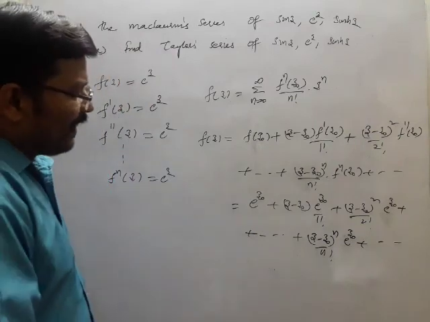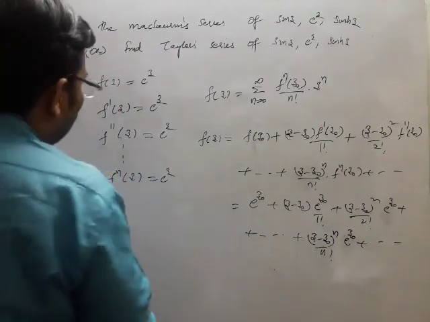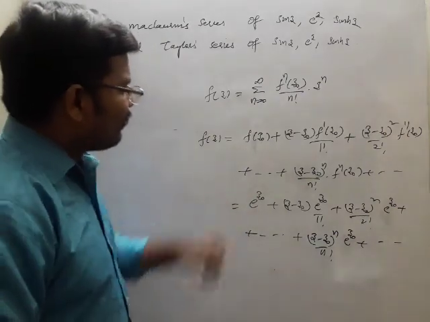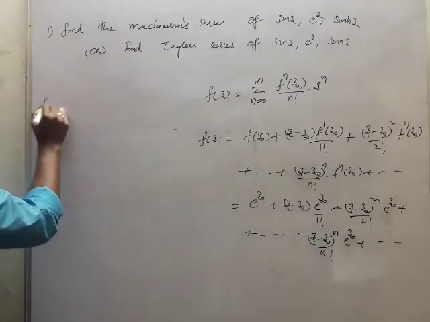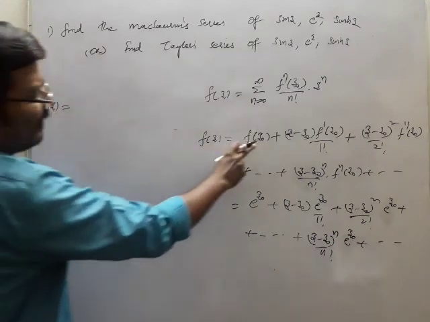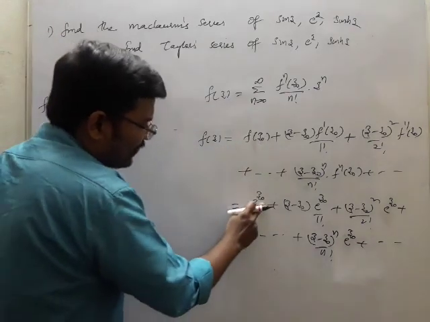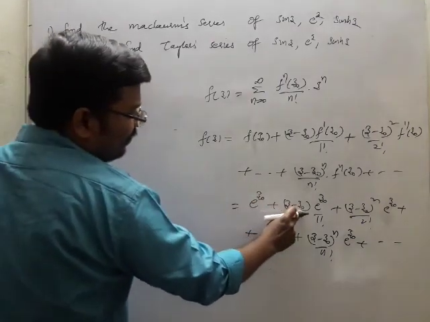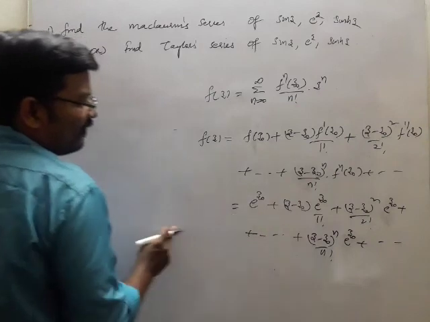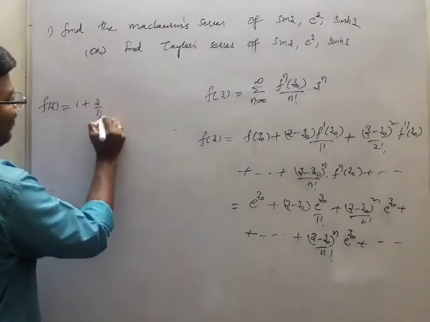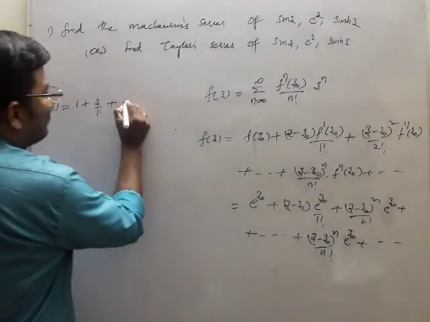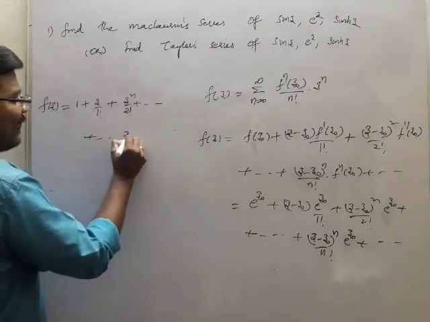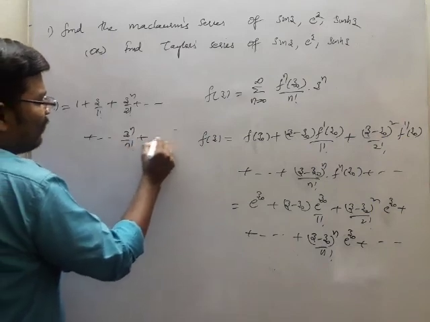Now if you substitute z₀ equal to 0, what is going to happen? Let us take z₀ as 0. I am writing f(z) equal to, if you put z₀ equal to 0, e^0 is 1. So you will be getting 1 plus z/1! plus z²/2! plus and so on, plus zⁿ/n! plus and so on.